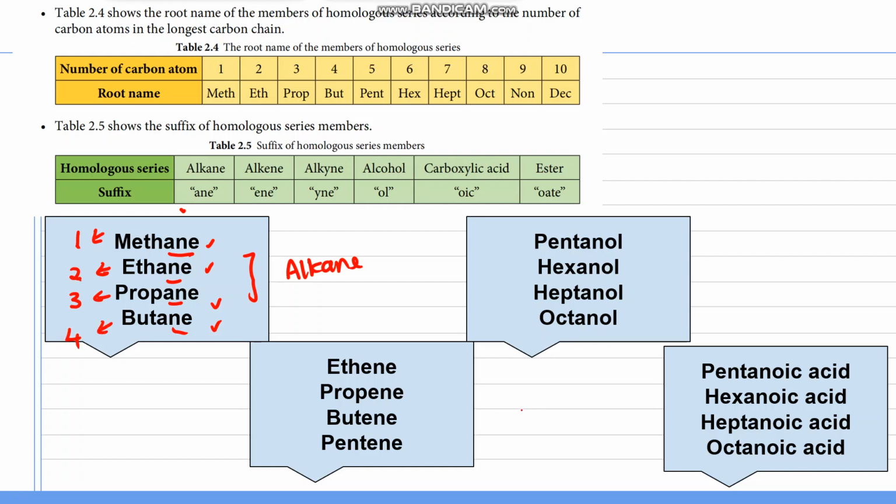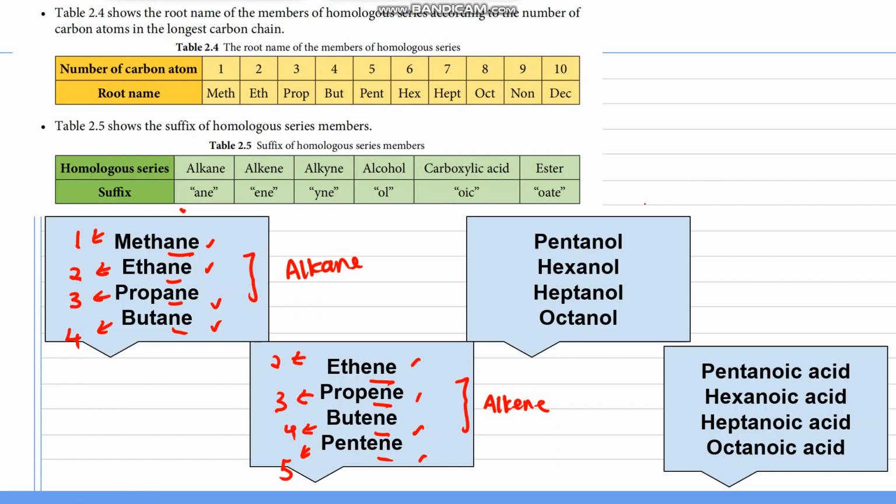And then next, I have ethene, propene, butene, and pentene. These are all alkenes. Why? Because the suffix ends with -ene, so the homologous series will be alkene. For ethene, the number of carbon atoms is 2. For propene, it is 3. Butene is 4. And for pentene, the number of carbon atoms is 5.